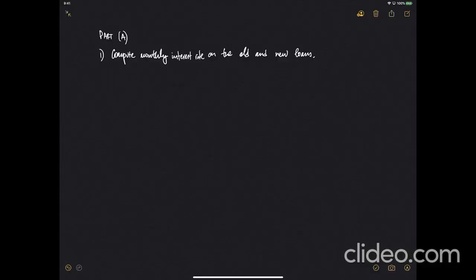Let us start solving this question by first computing monthly interest rates on the old and the new loan. Recall that on the old loan, we're paying a 6.5% effective annual rate. To find the monthly rate, let's start with the following equation. So 1 plus effective annual rate would equal 1 plus monthly rate raised to the power 12. From this equation, we can find the monthly rate by just inverting it. So it's going to be 1 plus effective annual rate raised to the power 1 over 12, minus 1.